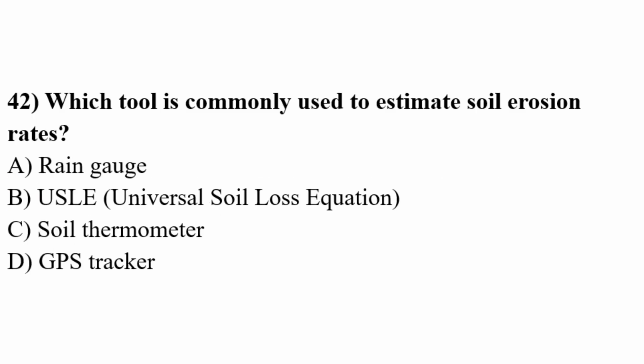42. Which tool is commonly used to estimate soil erosion rates? A. Rain gauge. B. USLE, Universal Soil Loss Equation. C. Soil thermometer. D. GPS tracker. Answer: B. USLE, Universal Soil Loss Equation.